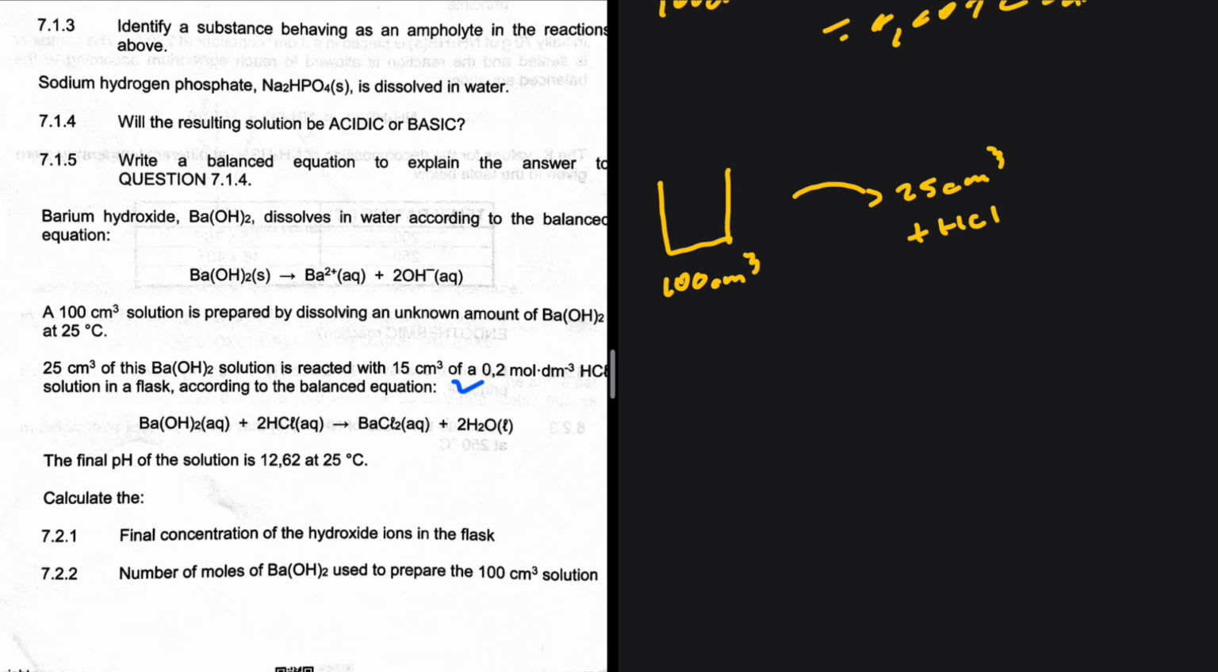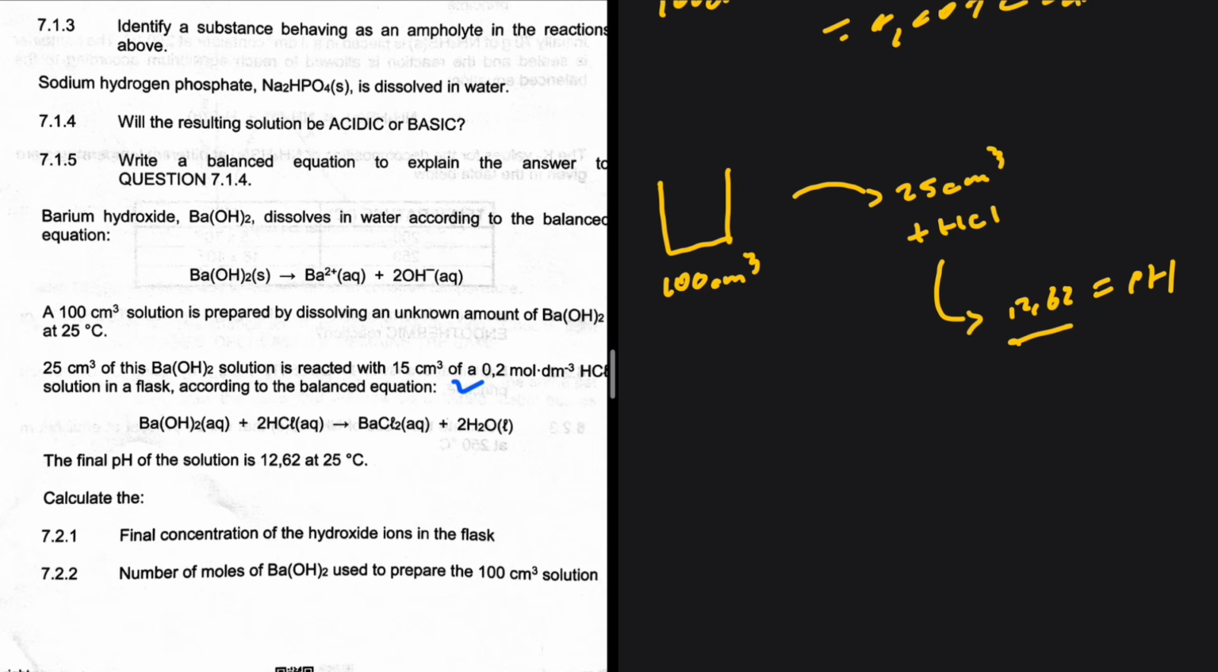That tells us something. That tells us that the base is in excess. So of that 25 cm³, the base that is in there remains. So HCl is the limiting reagent, the base is in excess. And then the base has some pH. We don't know the actual amount of the base, but we know that the pH is 12.62. This is the pH of the base that remains.